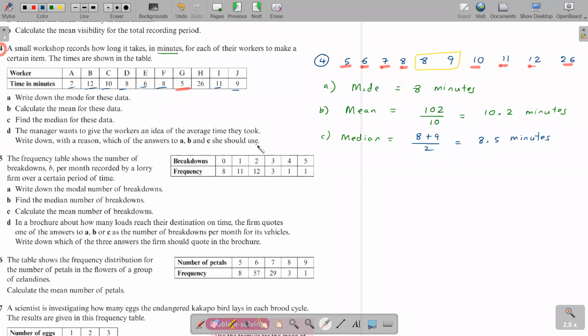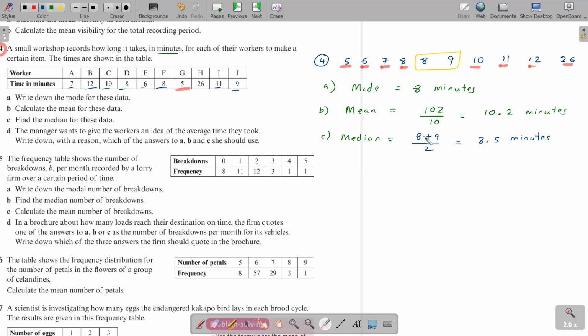When it comes to measures of location, all these three are measures of location. Mode is also a measure of location, meaning most of the workers finish this task within 8 minutes. Mean means average. For mode, we look at the values that occur the most. When it comes to the mean, to calculate it we take each and every single worker's performance into account.